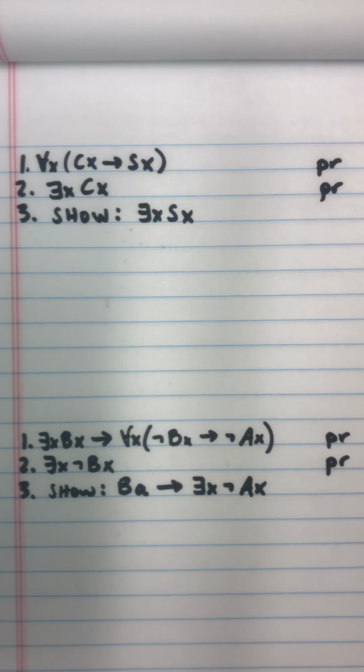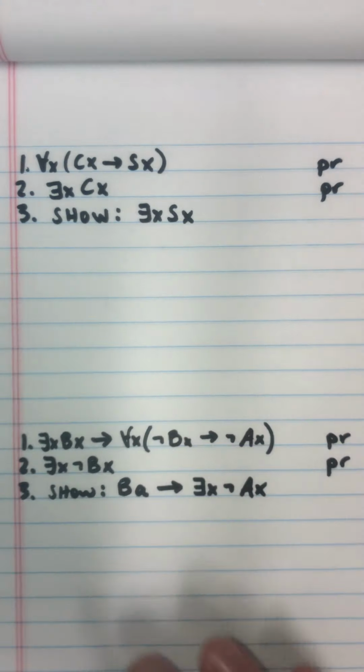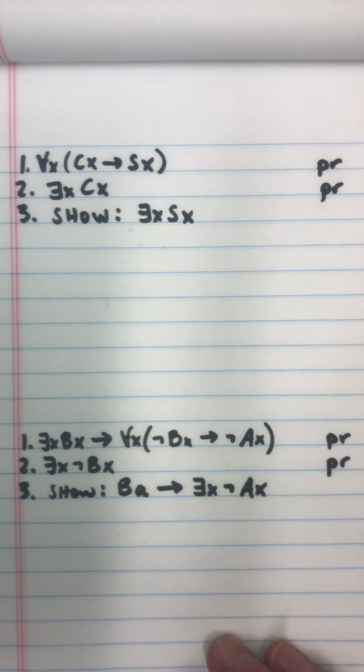Okay, so for this video we've got two practice problems, two examples of arguments where you need to use existential out. These are the example problems on page 27 of slideshow 17. So the first one's right up here. I've already written down the premises and the show line. We just need to figure out how to proceed here.